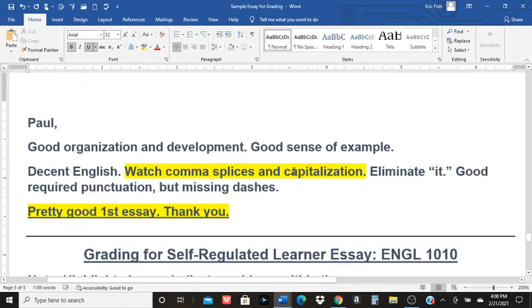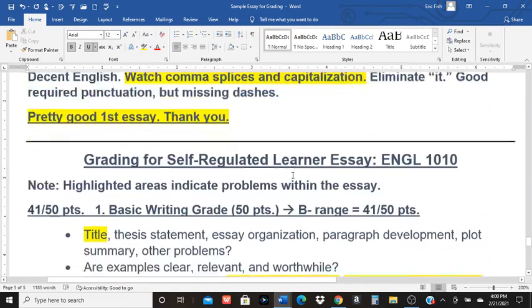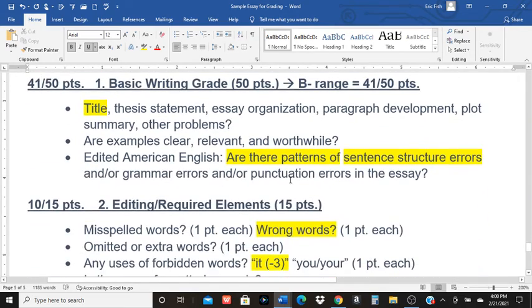And again, you're kind of looking for these highlights. Having 1 or 2 wording errors in an essay is pretty normal. It's not something to worry about. When you start having patterns of errors, that's where you really want to start looking at what might be going wrong there. Or if you have problems with essay organization or paragraph development, those are things you really want to take a close look at to make sure you understand what I'm saying.